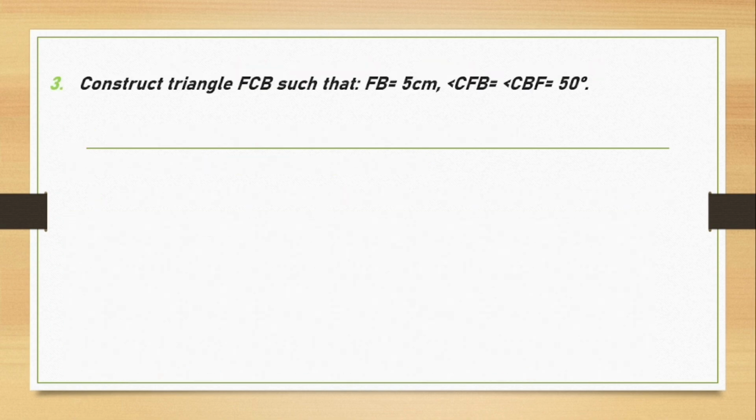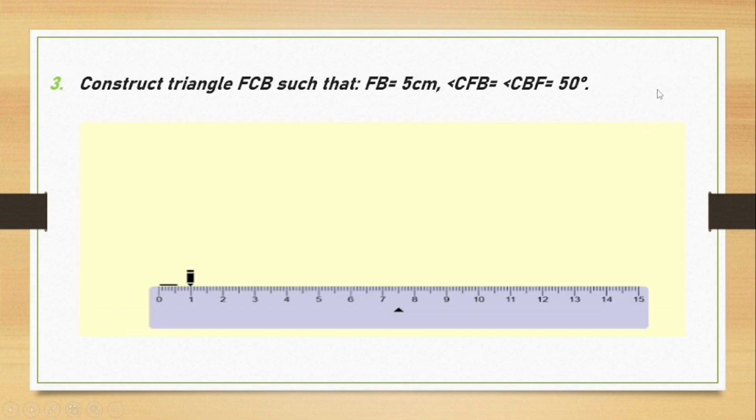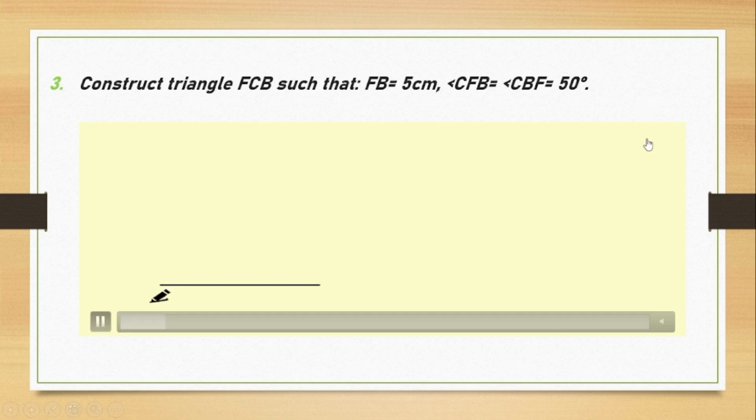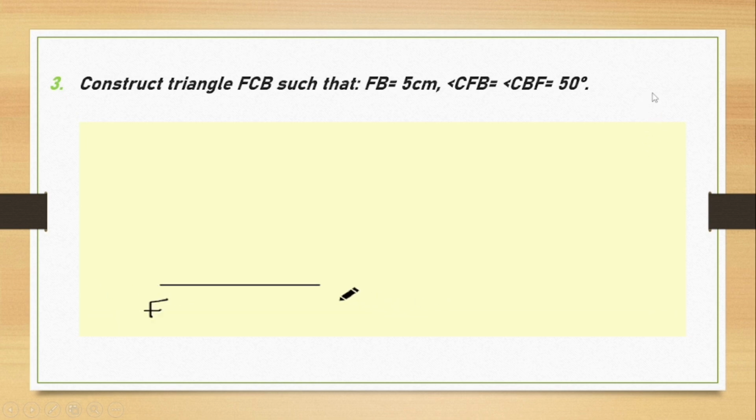Now part 3. Construct triangle FCB such that FB equal 5 cm and the two angles are equal 50 degrees. We start drawing the side FB equal 5 cm using the ruler. FB.